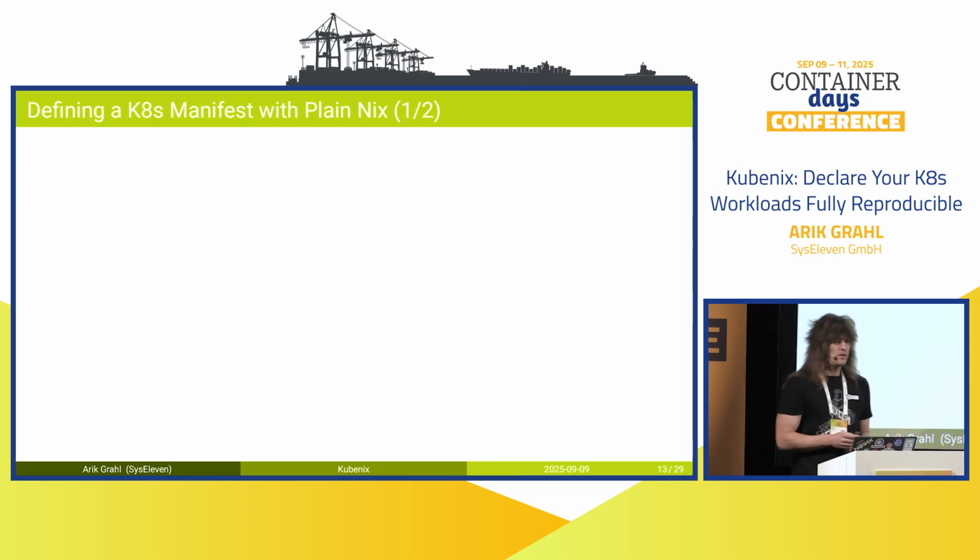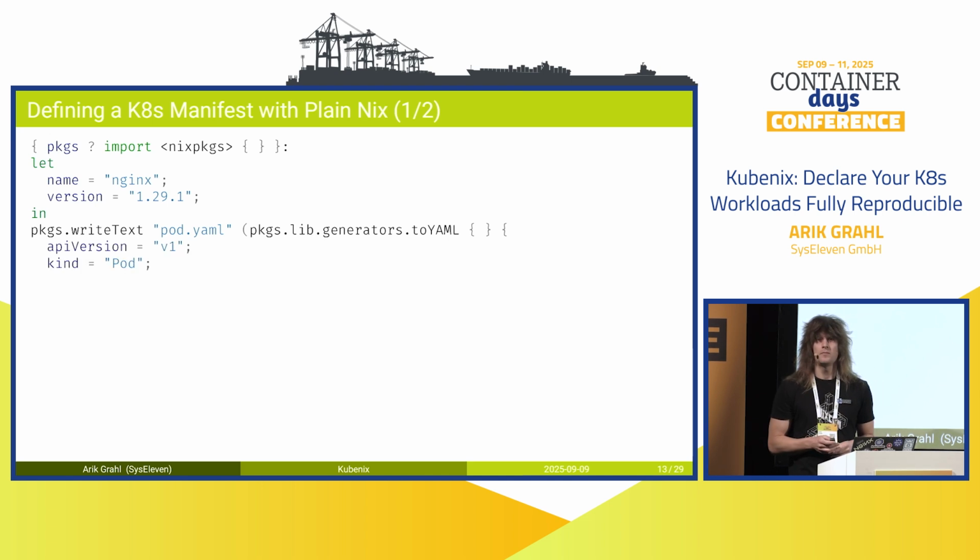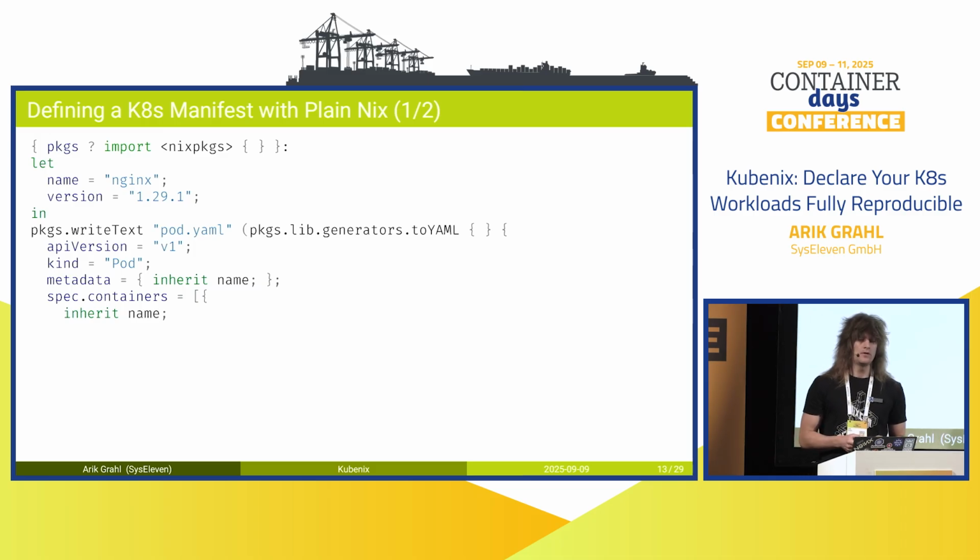Let's first see what it looks like to write a Kubernetes manifest using just plain Nix. We would have some variables like name and version, which will be used throughout our Nix expression here. The writeText function encapsulates the derivation and outputs a file, while generators.toYAML turns a Nix attribute set into a YAML string, which is then the payload for our pod YAML file. We can add some static data like API version and kind, and construct the metadata by inheriting the previously defined name. When defining spec containers, we can then again reuse this pattern and inject the name once more.